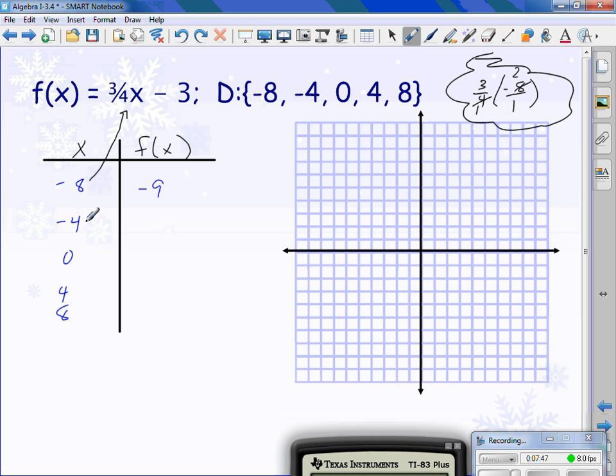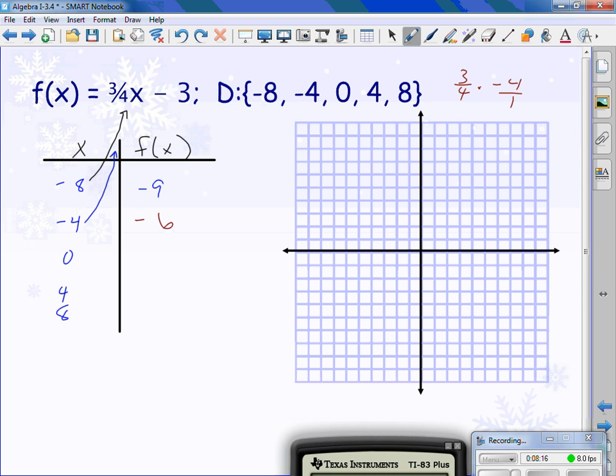Put in the next one. 3/4 times negative 4. 3/4 times negative 4 is negative 3. What's a negative 3 and a negative 3? Negative 6.